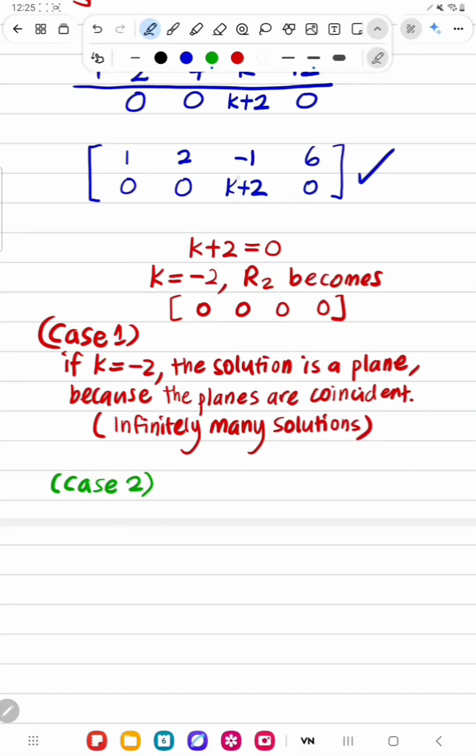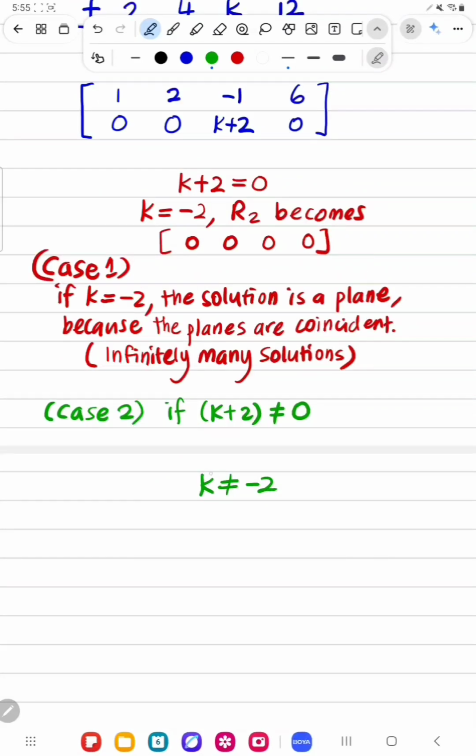Second case, if k plus 2 is not 0. If k plus 2 is not 0, that means when k is not negative 2, this means k can take any value except minus 2. The second row of the matrix is 0, 0, k plus 2, and 0. Please take note, k plus 2 cannot be given a specific value.